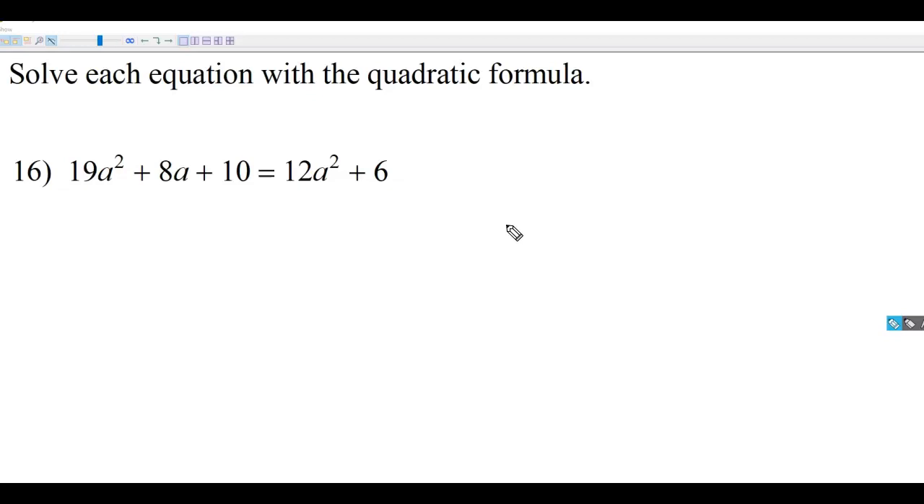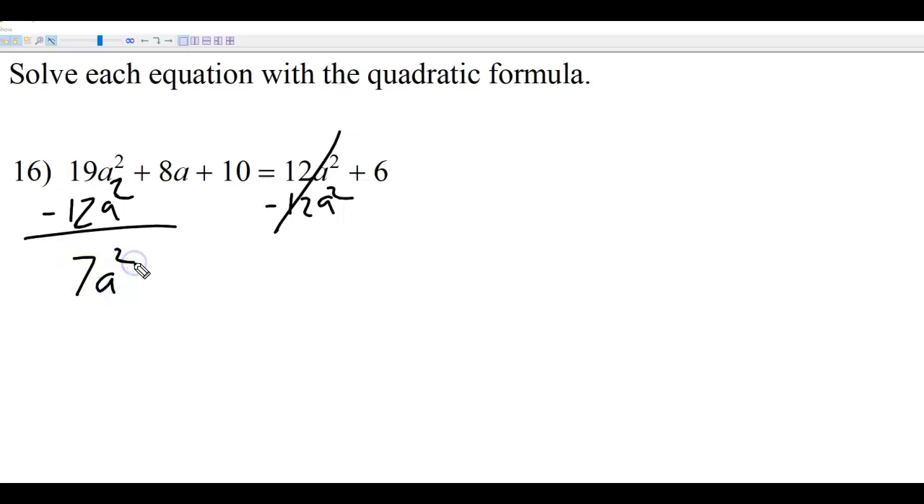In this case, we want to take everything off of the right side here. If I subtract 12a squared on that side, I'm going to subtract 12a squared on this side. And as I do that, I'm going to line up the terms that can actually be combined. So I can put my a squareds together there. And that's going to leave 19 take away 12 leaves me with 7a squared.